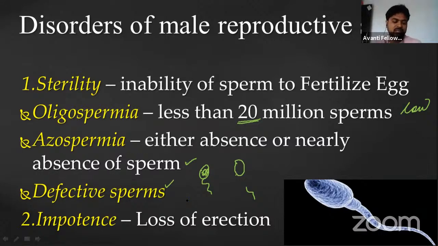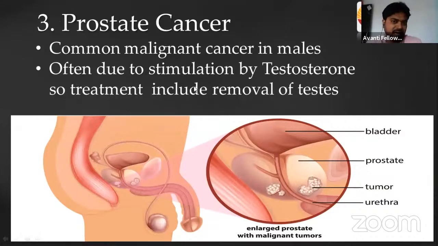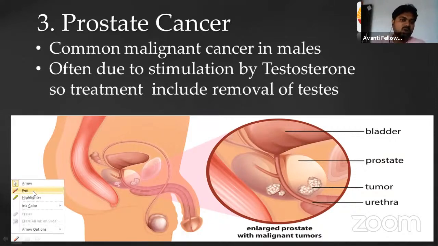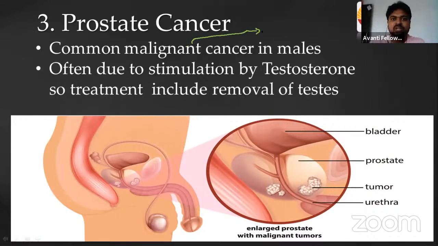ठीक है, चलिए, coming to the next part, prostate cancer. Actually prostate cancer happens in a male. Okay, and it is a common malignant cancer present in males. Malignant means a lump of cells gets developed. ठीक है, मतलब यहां पर lump of cell जो है वो डेवलप होगा, lump of cell. Okay, that thing is known as malignant.